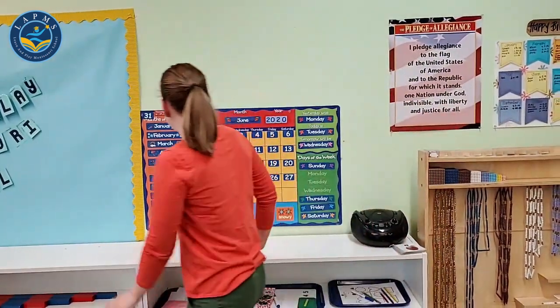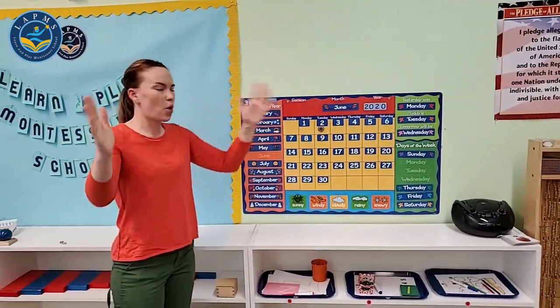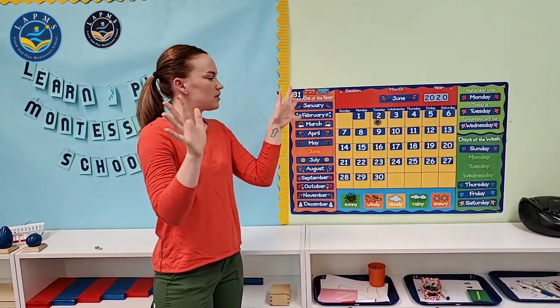Okay. And how many months are in the year? 12 months. Can I see all your hands out?